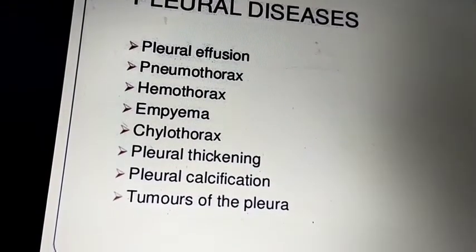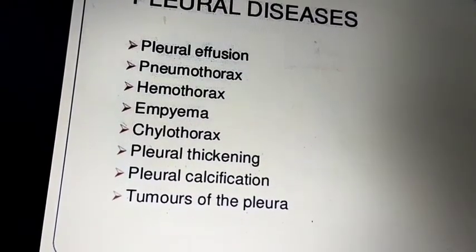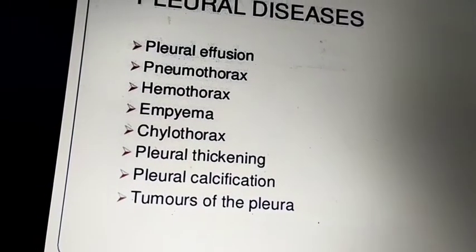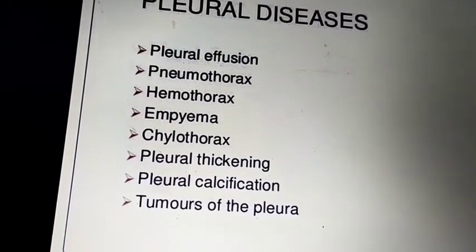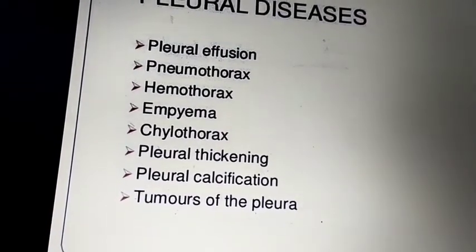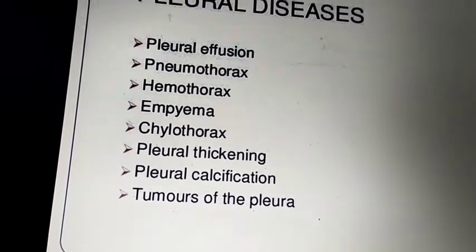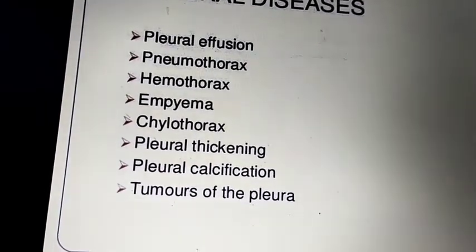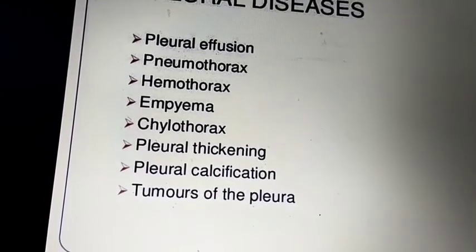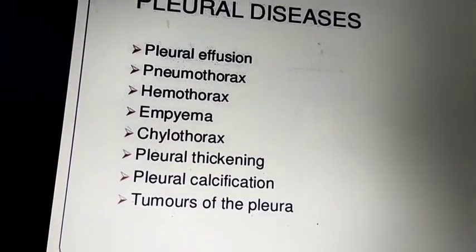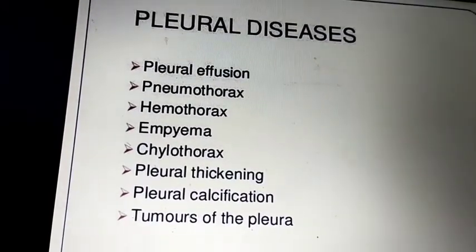Hemothorax means collection of blood in the pleural cavity. Empyema means collection of pus, and chylothorax is collection of chyle in the pleural cavity. Pleural thickening, pleural calcification, tumors of the pleura and cancer of the pleura. These are some diseases of the pleura.